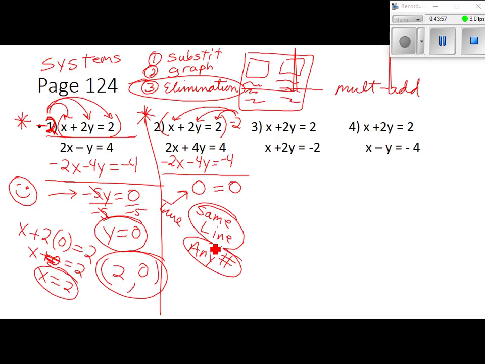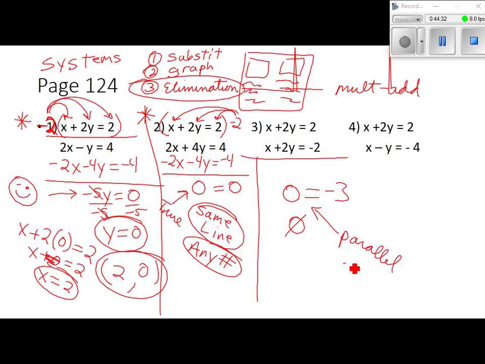Last year, you probably just said any number. Now, we're going to talk about lines, so we're saying, hey, these two lines are the exact same line. What would have happened if it would have come out this way? 0 equals negative 3. That's no solution. That's what you would have written last year in algebra. There is no solution. What's that telling you about our two lines? They don't intersect. So what are they? They're parallel to each other. So if you come out with something like this, that tells you that you have parallel lines. Guess what we're going to talk about today? Parallel lines.